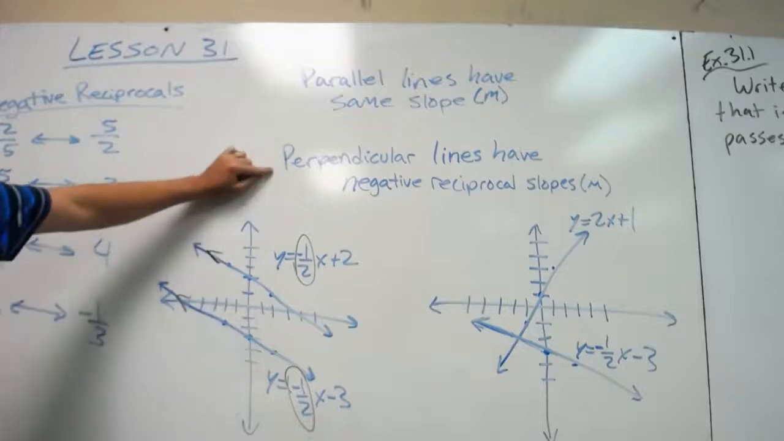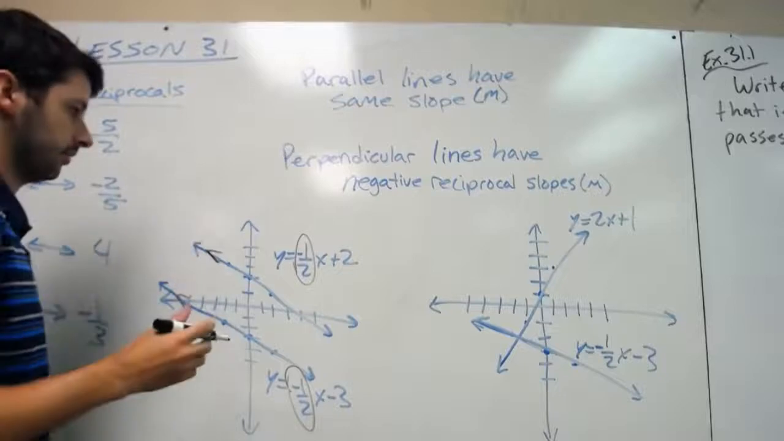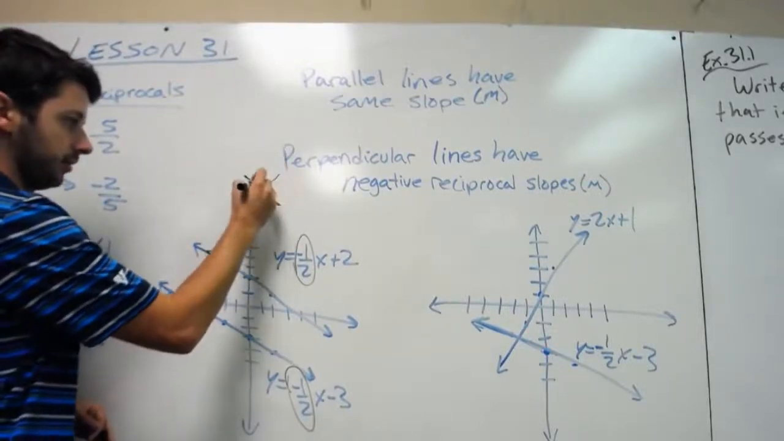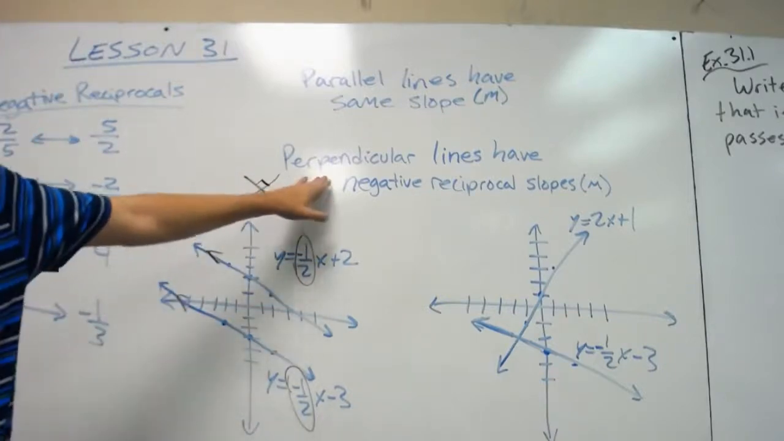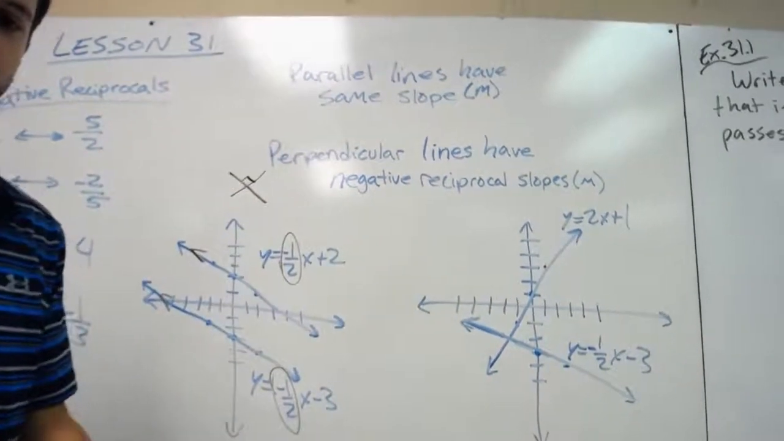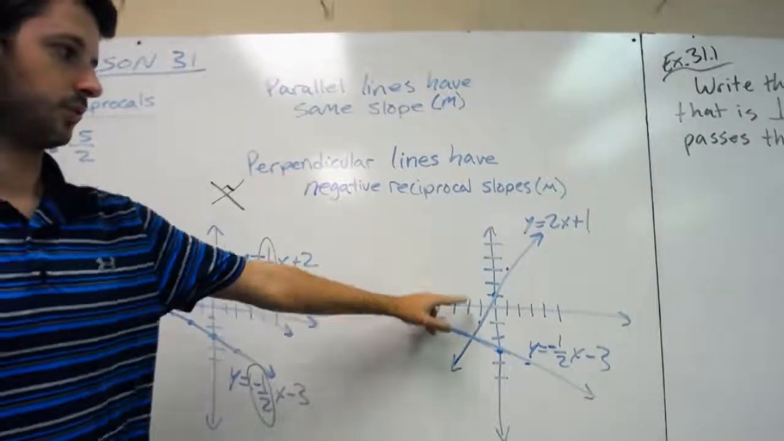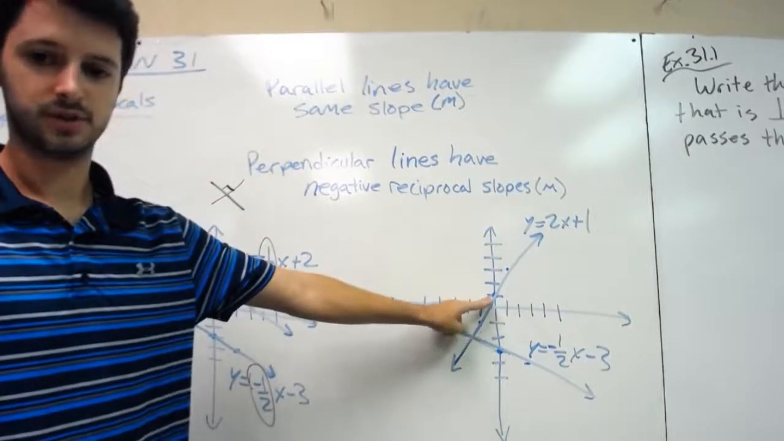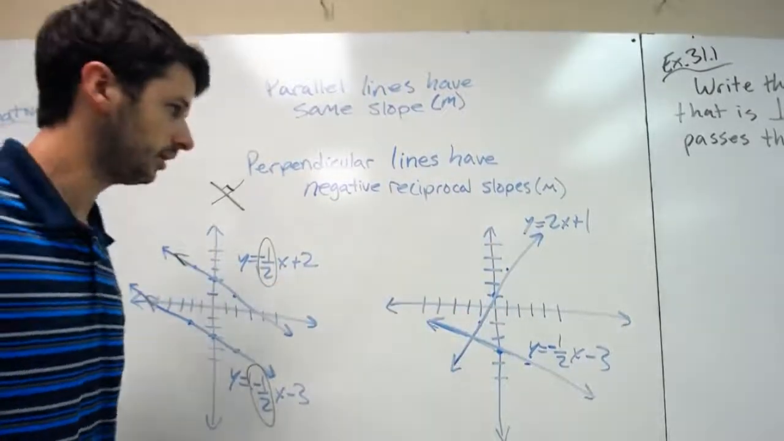Now what we're going to look at is perpendicular lines. Remember, perpendicular is where they intersect and make a right angle. Okay, they form 90 degrees. Perpendicular lines have negative reciprocal slopes. So this is where we use what we just did here. If we have a line that says y equals 2x plus 1, I drew that out, started at 1, then went up 2 over 1, and drew my line. This slope is 2.